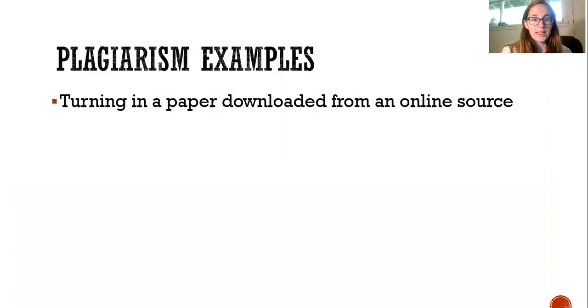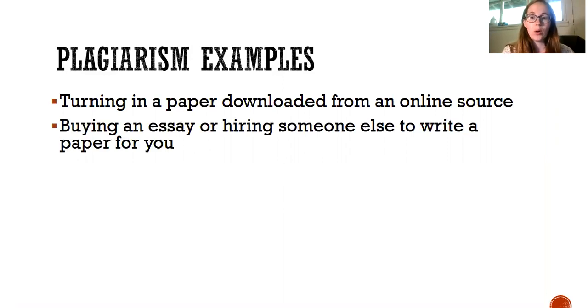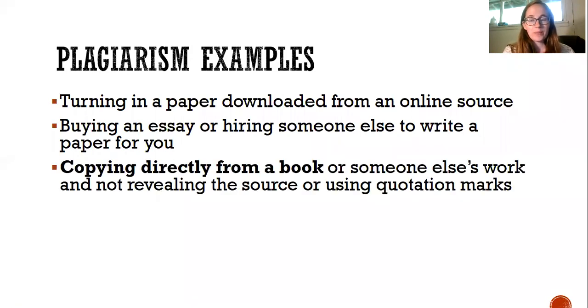So here are some examples of plagiarism. Turning in a paper downloaded from an online source. Most people know that that's wrong. Or buying or hiring someone else to write a paper for you. That's pretty clear that that's not okay. Here's where some people make mistakes though. You cannot copy directly from a book or someone else's work and not tell where you got that information from or use quotation marks. So whenever you copy the exact words down from a book, you need to put it in quotation marks and say where you got that information.